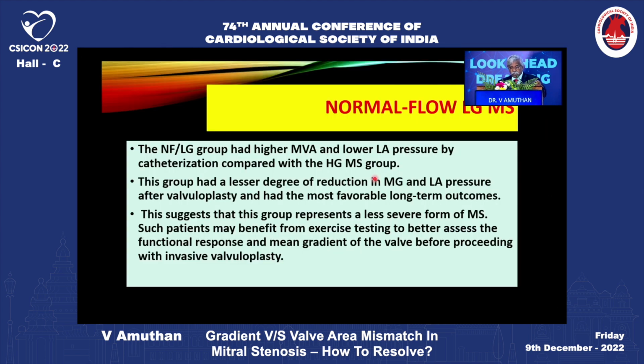Now, there is another category which is called normal flow, low gradient mitral stenosis. This group had higher mitral valve area and lower LA pressure by catheterization compared with the high gradient mitral stenosis group. And this group had a lesser degree of reduction in mean mitral gradient and LA pressure after valvuloplasty and had the most favorable long-term outcomes. This suggests that this group represents a less severe form of mitral stenosis.